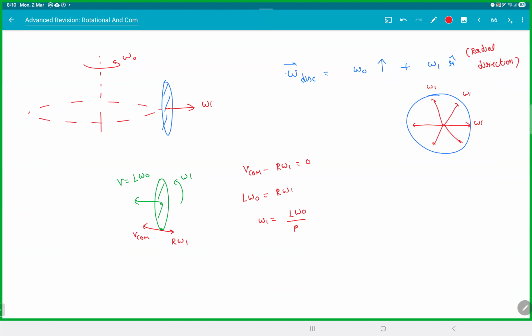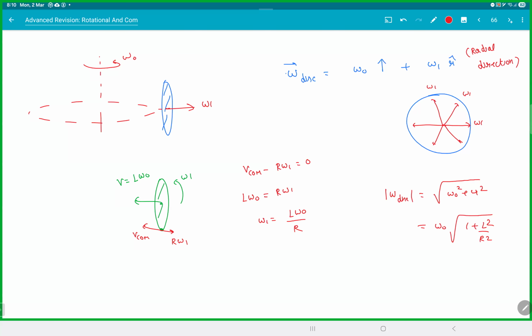Omega 1 is L omega naught by R. So that's your omega of the disk. If you just want the magnitude, omega of the disk will be root over omega naught square plus omega 1 square, which is omega naught into root over 1 plus L square by R square. This is the magnitude of omega.